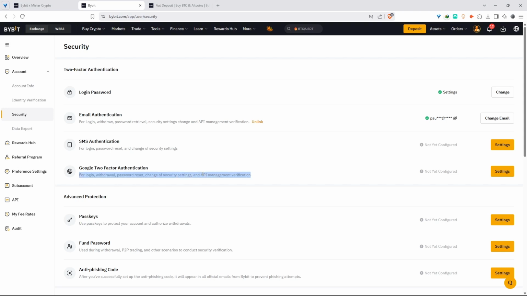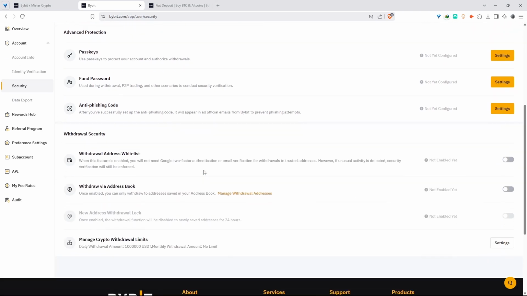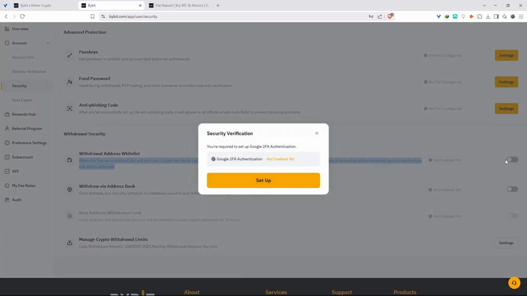For even greater peace of mind, you can also set up security whitelists, specifically a withdrawal address whitelist. This allows you to pre-approve any addresses you regularly use for withdrawals. The benefit is that if by any chance your account were to be compromised and a hacker tried to add their own address, they wouldn't be able to proceed without your Google Authenticator code.